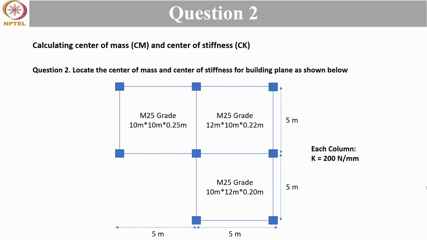So, the question is: locate the center of mass and center of stiffness for the building plan as shown below. You can see three square frames are given, the dimensions of each frame are given, and the locations of the columns are given, and each column has a stiffness of 200 newton per millimeter. For this we need to locate the center of mass and center of stiffness. The dimensions of the frame are given to us. So I will wait for a couple of minutes and then we'll see the solution.